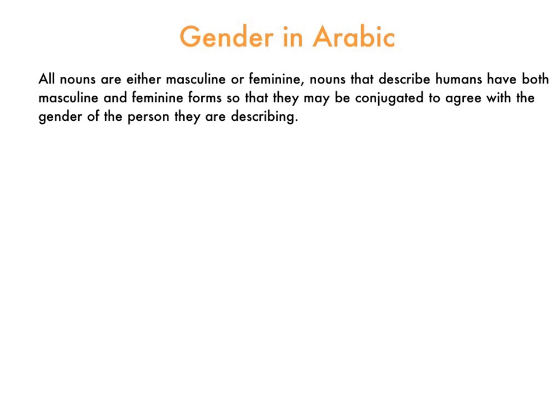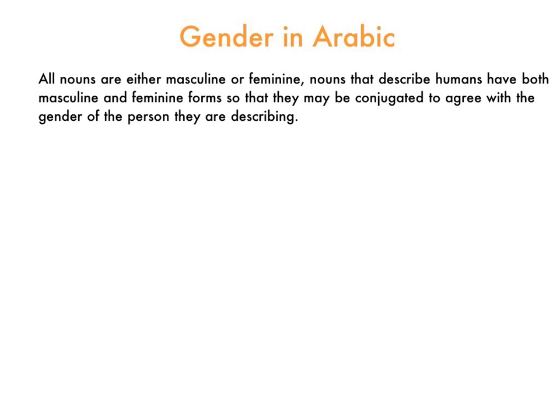Assalamu alaikum. Unit 6, Gender in Arabic. All nouns are either masculine or feminine. Nouns that describe humans have both masculine and feminine forms in Arabic, so that they may be conjugated to agree with the gender of the person they are describing.